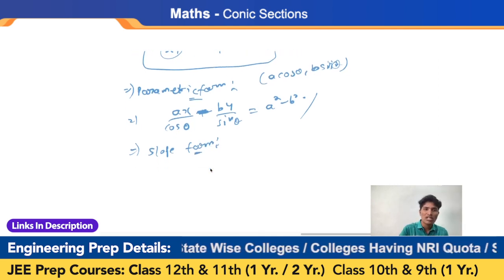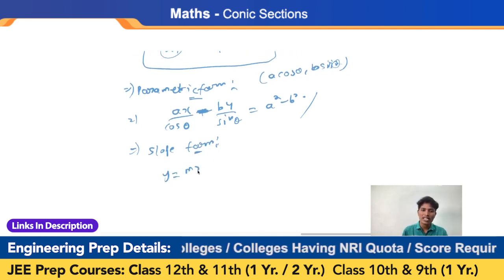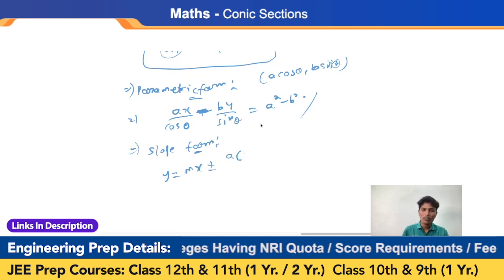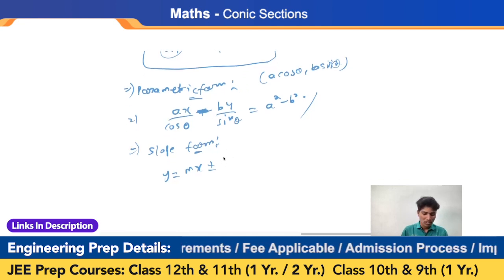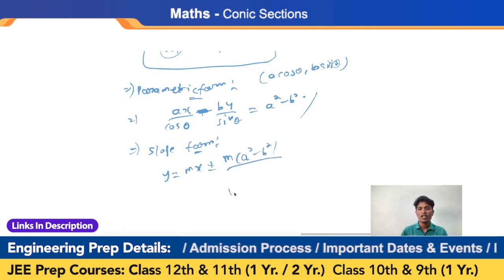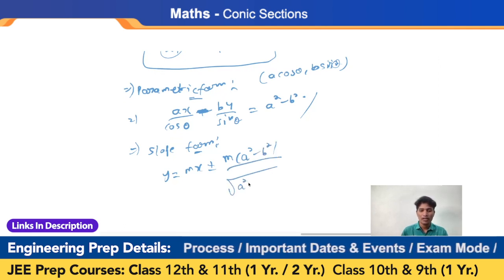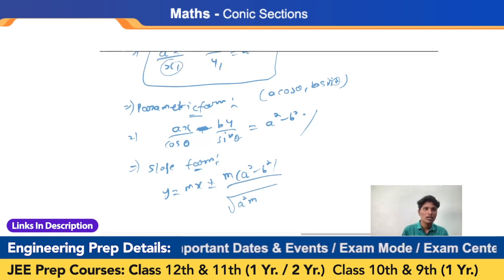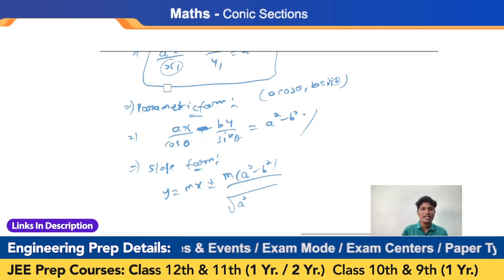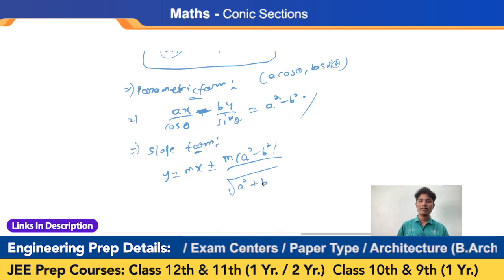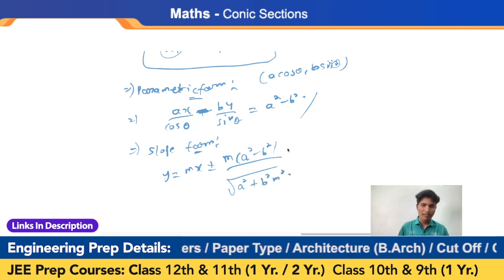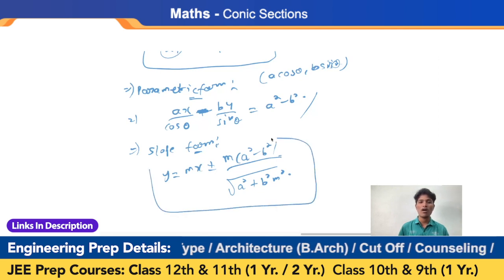Now there comes the third one, that is slope. Now the slope form. The slope form will be y is equal to mx plus or minus m into a square minus b square divided by root of a square plus b square m square. Here there is a change. It is not a square m square plus b square. It is a square plus b square m square. It is very important. This is a minute change here. This is the slope form of normal equation.